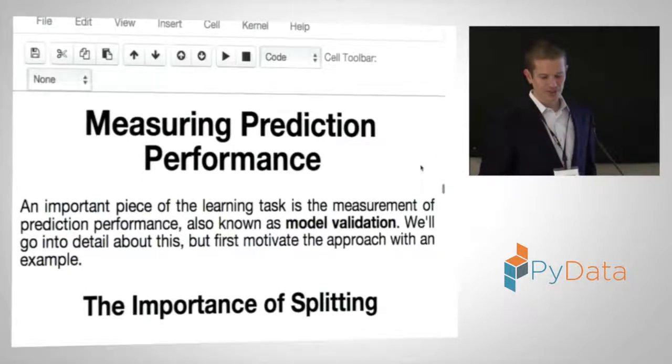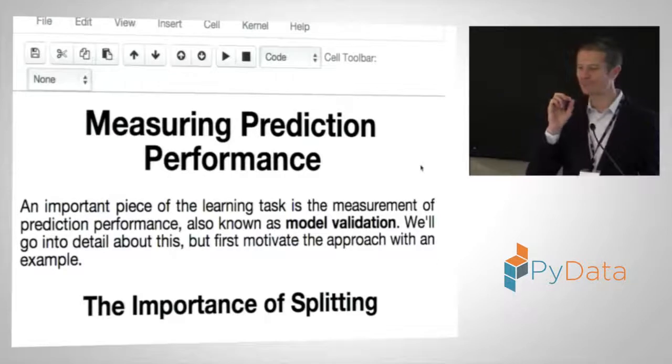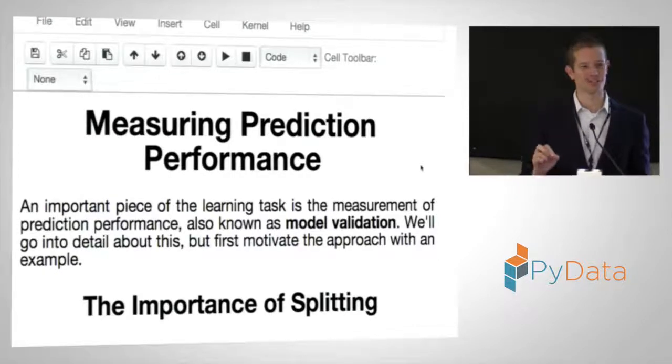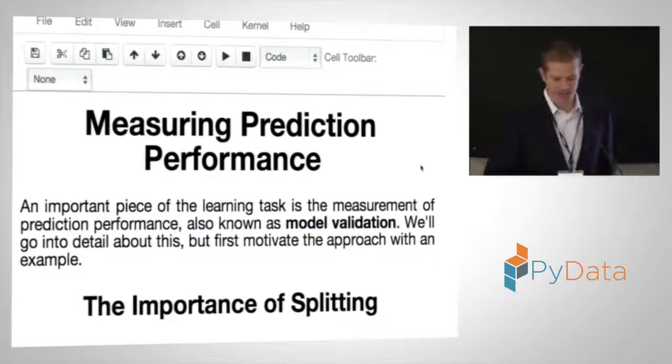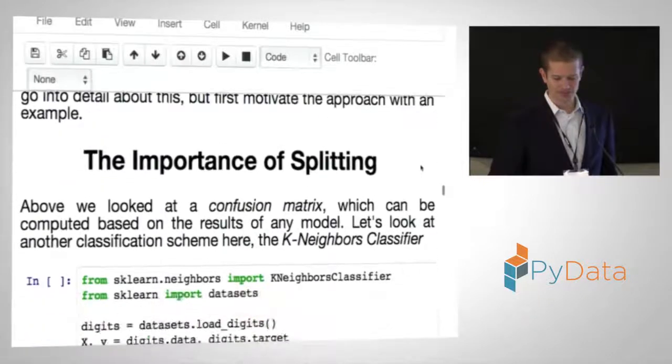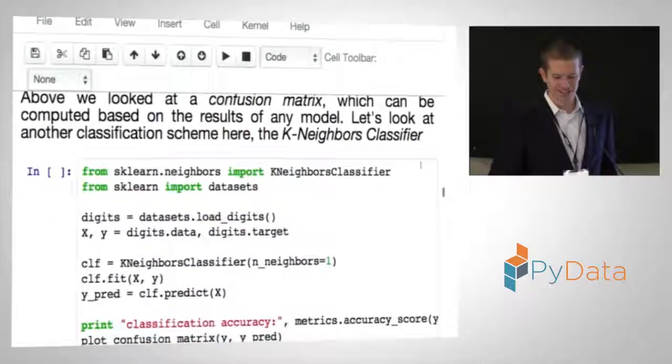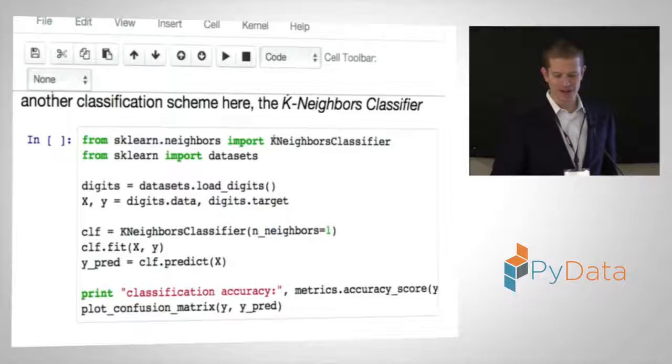So we saw this before with the confusion matrix, with computing the accuracy and that kind of thing. But those sorts of metrics are not always the best thing to do with your data. And I'm going to show you an example of why this is. So we're going to look at the k-neighbors classifier.